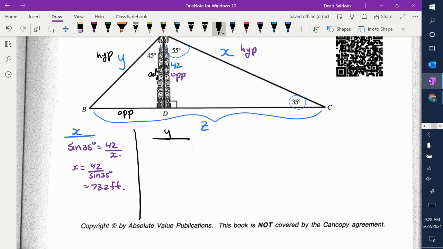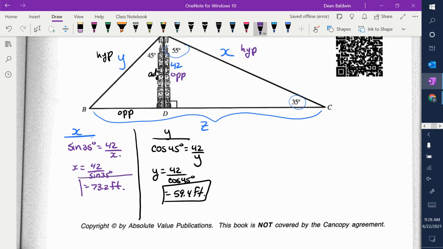What involves adjacent and hypotenuse? Cosine. So it's cos 45 is the adjacent, which is 42, over y. Frozen again. One decimal place, what do we get? 59.4. I would agree with that. Congratulations.